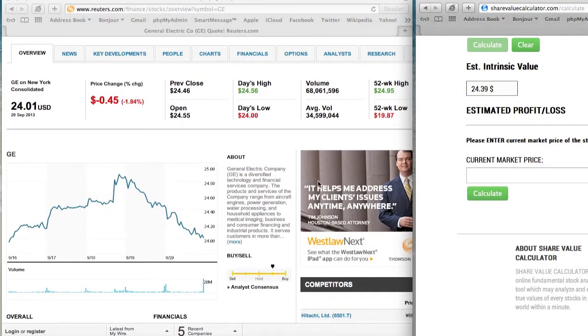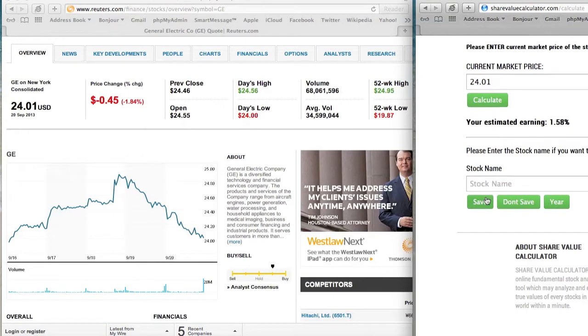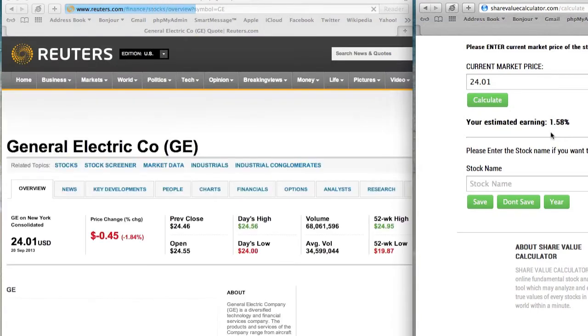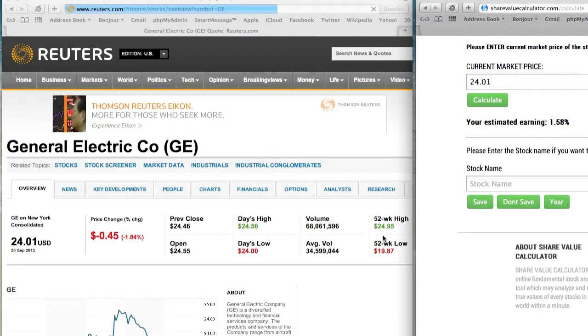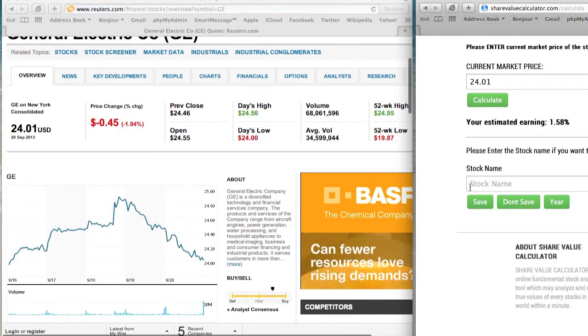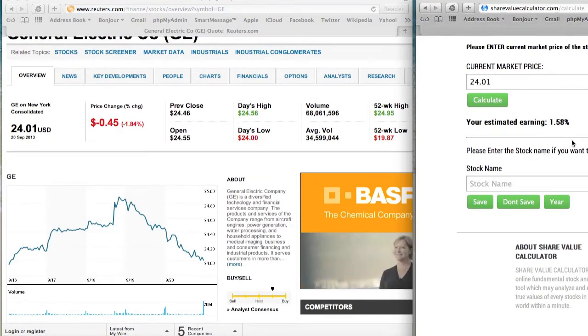As you may see, the current market price of GE is $24.01. Our calculation shows that this stock's current market price is very close to its intrinsic value. The difference is just 1.58%. It means that the current stock price of GE is 1.58% cheaper than the intrinsic value of GE's stock. There's no big span between the intrinsic value and the current market price for profit.